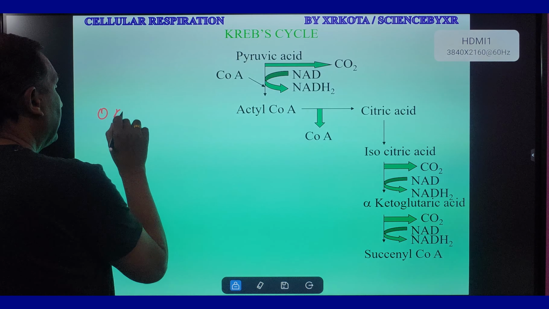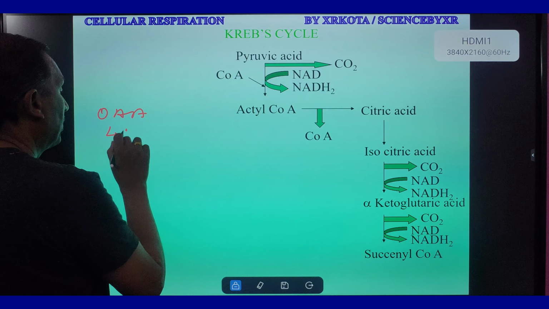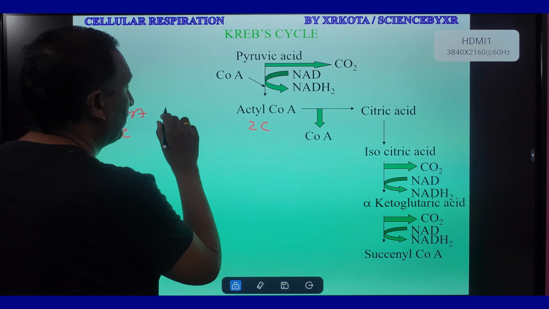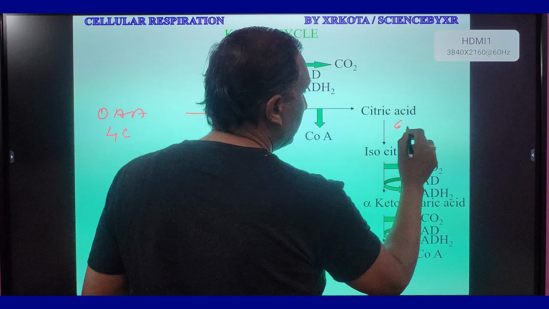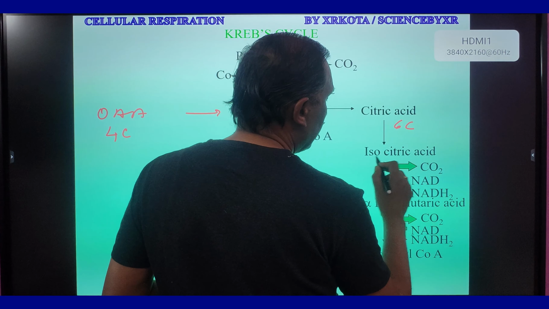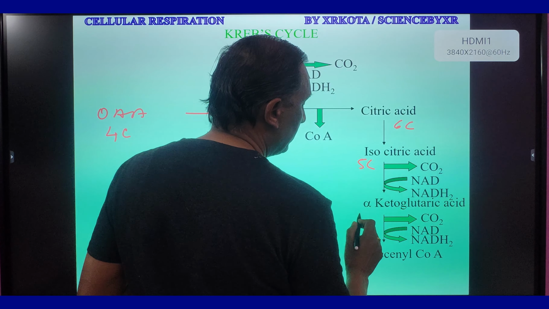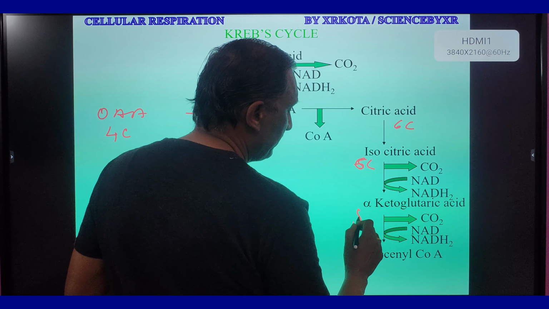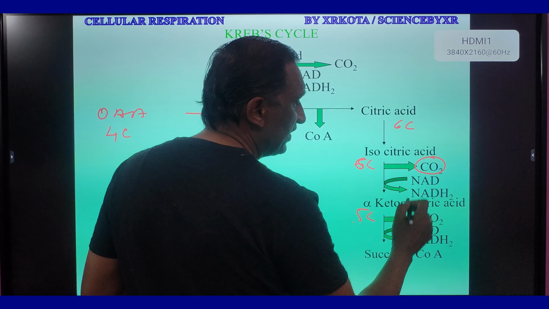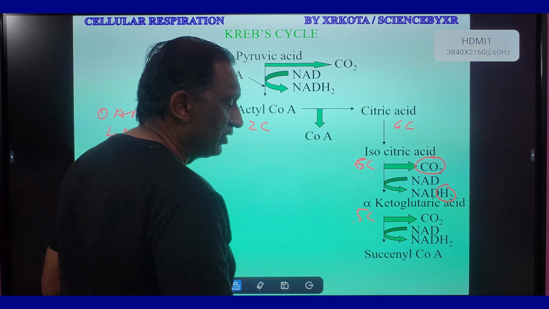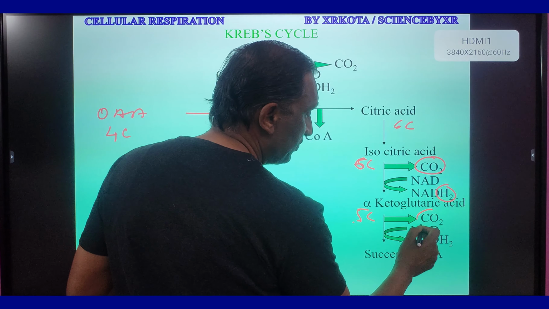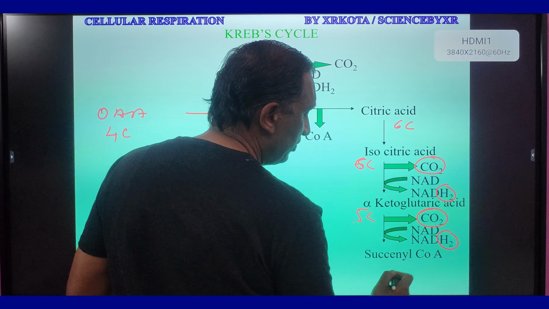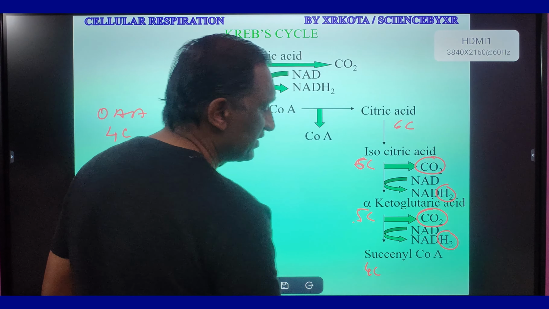यहाँ था OAA, which is 4 carbon, plus ये 2 carbon, 4 plus 2, 6 carbon. 6 carbon changes to 5 carbon compound. This is 5 carbon. This is, sorry, this is 6 carbon. ये तो isomer ही है. ये 5 carbon हो गया. So it has given one carbon dioxide and one hydrogen pair out. Then 5 carbon again gives one carbon dioxide and one pair of hydrogen and changes into 4 carbon compound succinic acid.